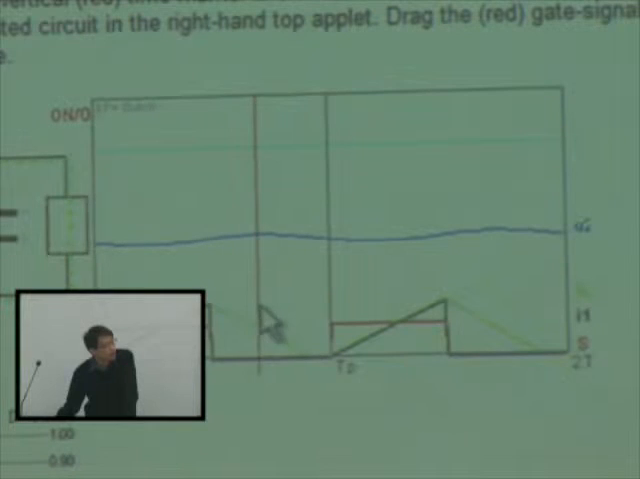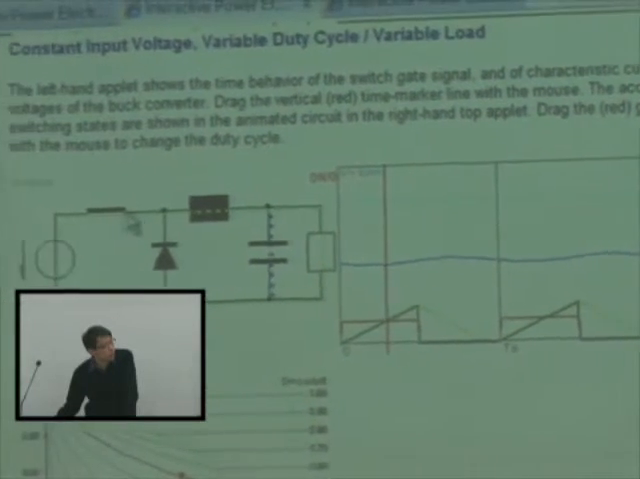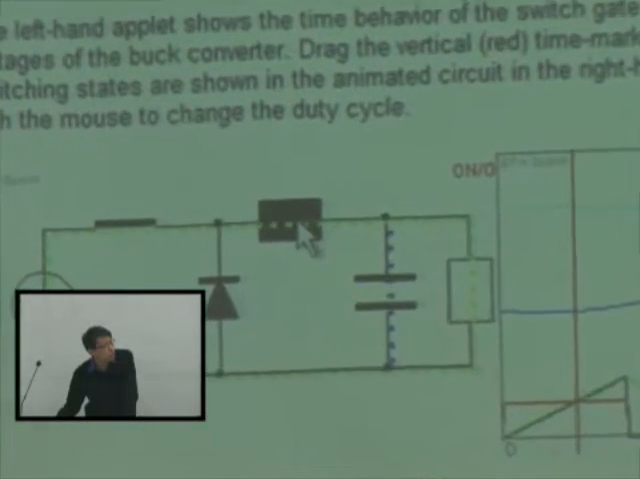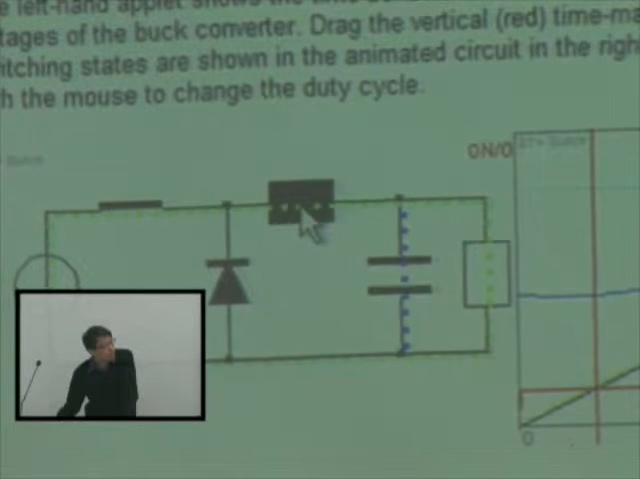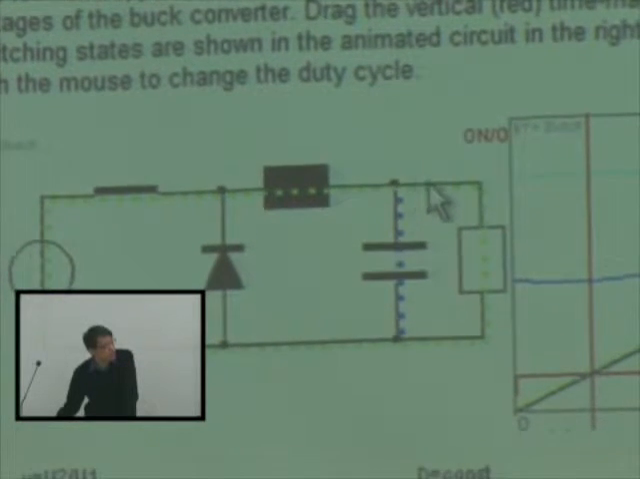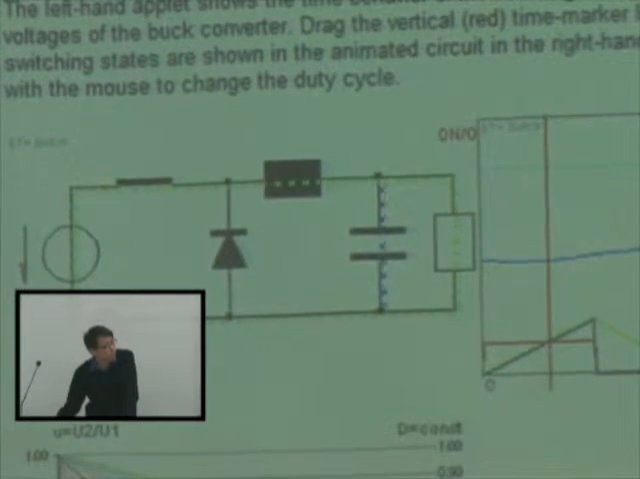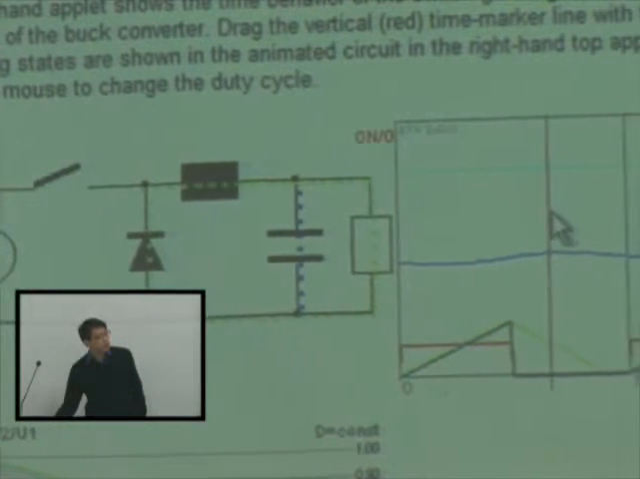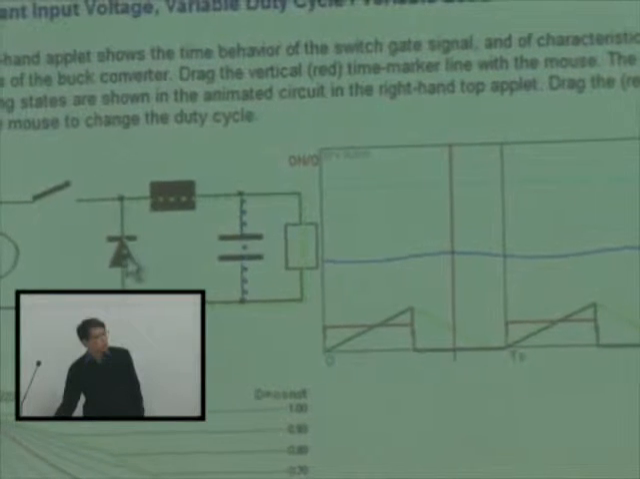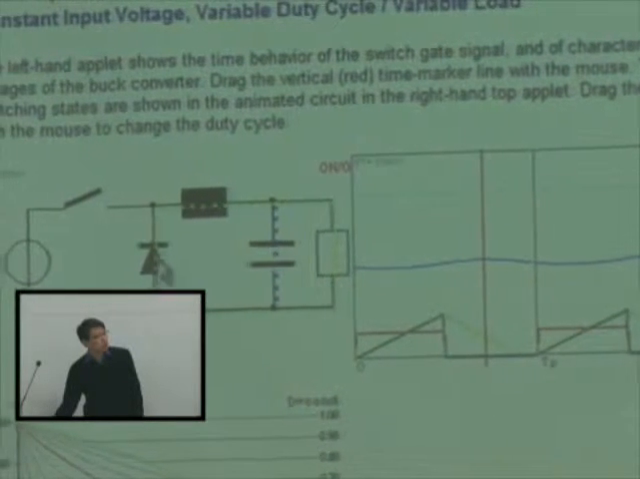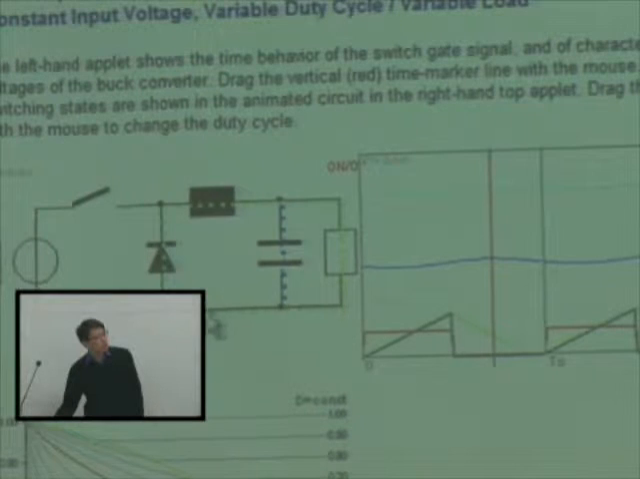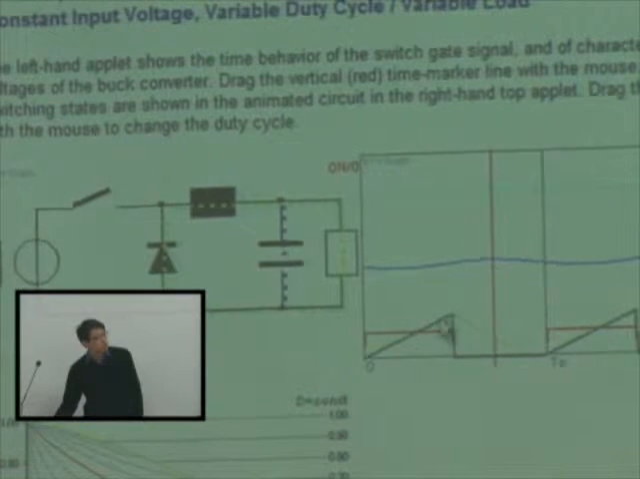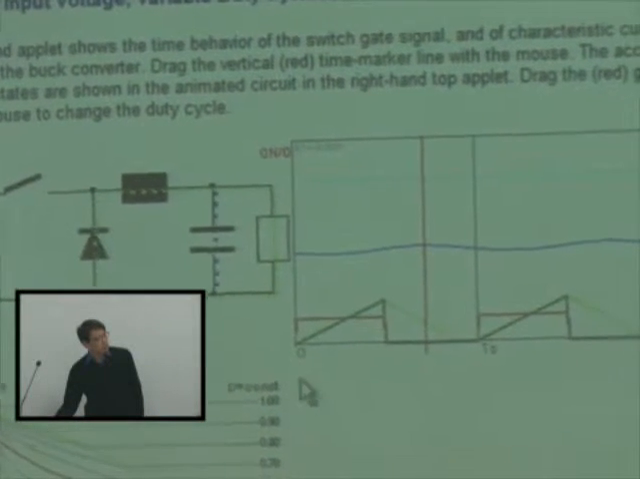Okay? Something is happening here. When I operate under this mode, the inductor current is increasing, so the load is supplied by the input source. And if I move to the off state, then the diode is now turned on to supply the load current, and the inductor current is now decreasing. Okay?